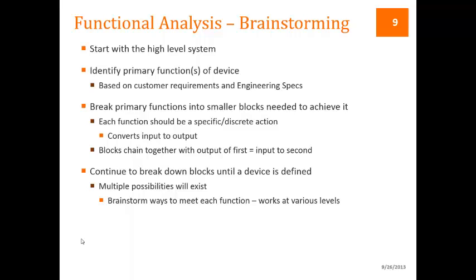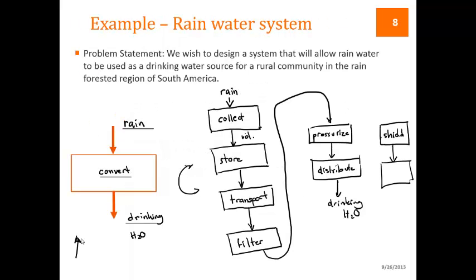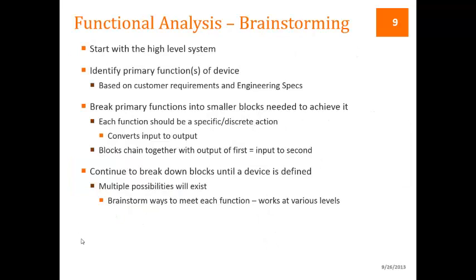But as you continue your brainstorming, you want to zoom in on each of these boxes. So we've picked our primary functions. Now we can brainstorm on those levels. What kind of things could we do to collect the rain? What kind of things could we do to store that water? What kind of things could we do to transport that water? And so you have a set of ideas for each one.